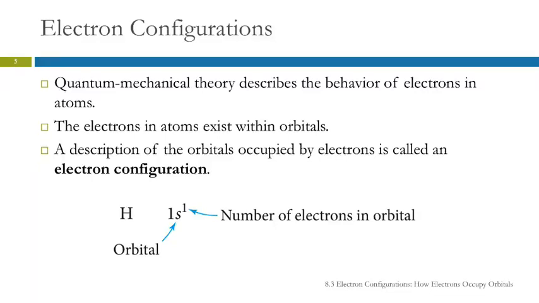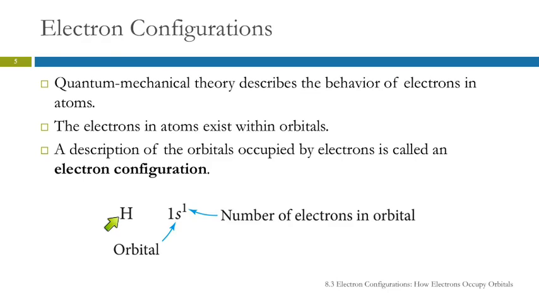So as we learned in Chapter 7, quantum mechanical theory describes the behavior of electrons in atoms. The electrons exist within orbitals, and we looked at the shapes of those orbitals. If we want to identify where the electrons for a given atom are, what orbitals they are in, we call that an electron configuration. How are the electrons configured? What orbitals are they in?